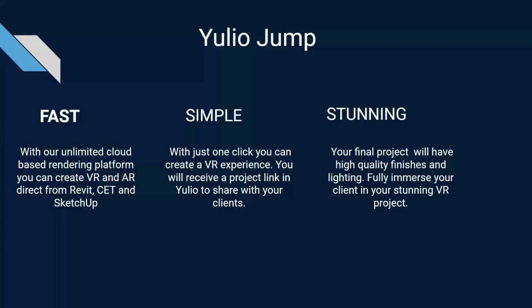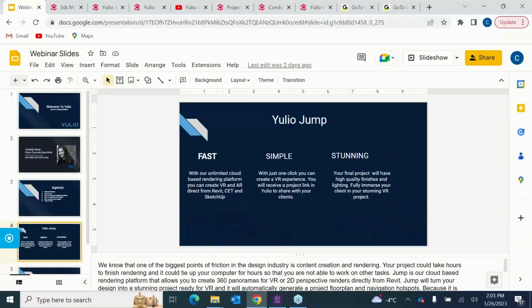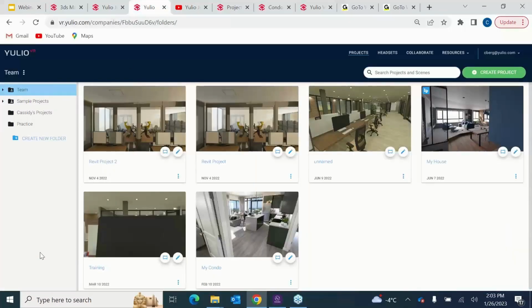So once you have your renders ready for VR, I'm going to show you how to create your projects on Yulio. So your first step is to log into your Yulio website at yulio.com. This will automatically take you to your projects page. On your projects page is where you'll see your folders of projects all along here. At the top of your page is where you'll see your projects, headsets, collaborate, resource tab, and your email address.